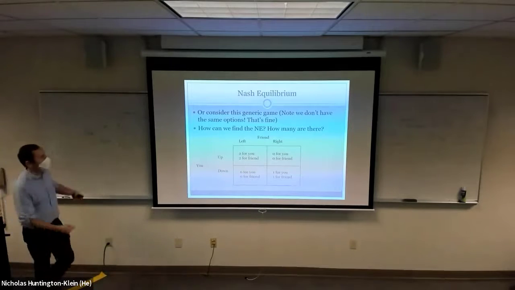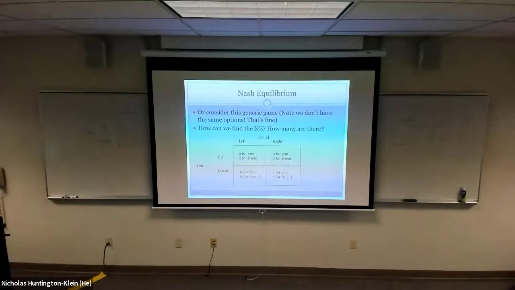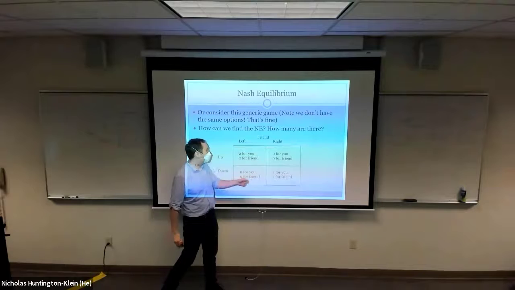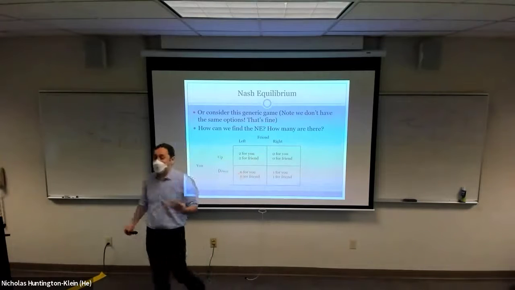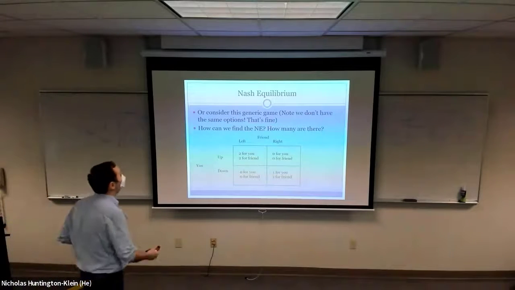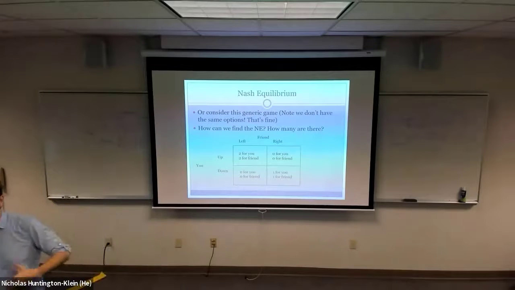I have another example. Here's a generic game. It doesn't have a story behind it. It's just a table. So also note, we don't have the same options here. I can go up or down. You can go left or right. That's fine. The game doesn't necessarily have to be symmetrical. We're both choosing between the same thing. So based on this table, how can we find the Nash equilibrium? What's going to be the Nash equilibrium?